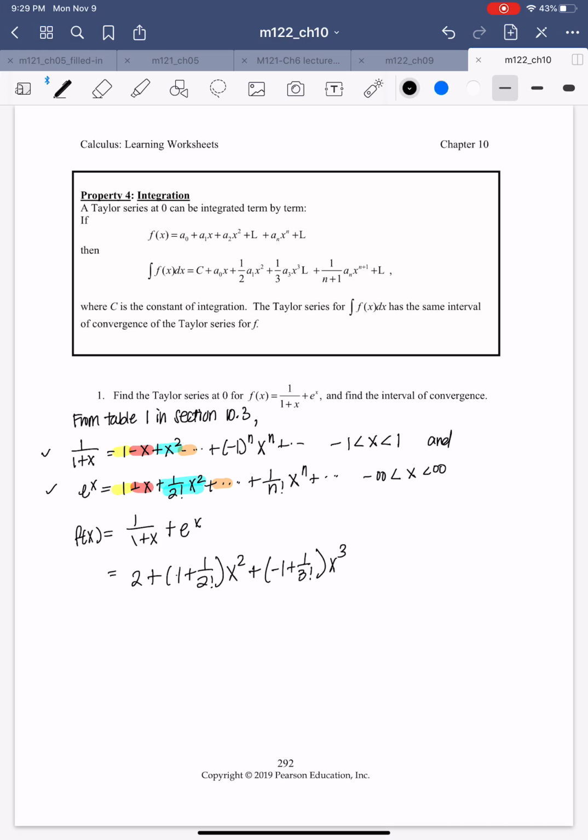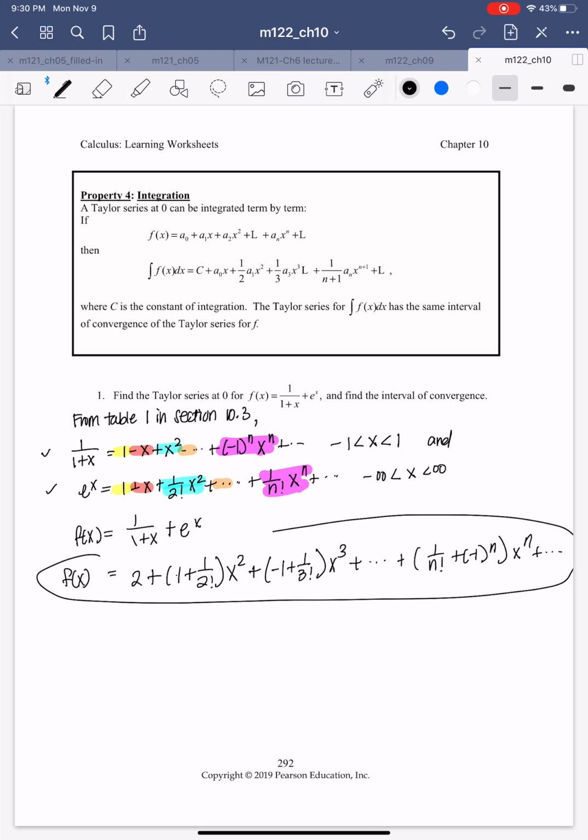Does everybody follow the pattern? All the way up to the nth term, which will be right over here, this is the x to the nth term. So I'm going to have 1 over n factorial plus negative 1 raised to the n, x to the n, dot dot dot. Okay, and that's it. That's my Taylor series. There you go, just adding term by term, because we already have two separate ones.